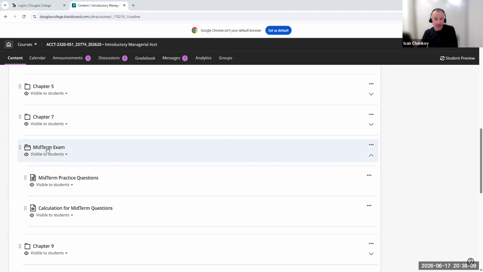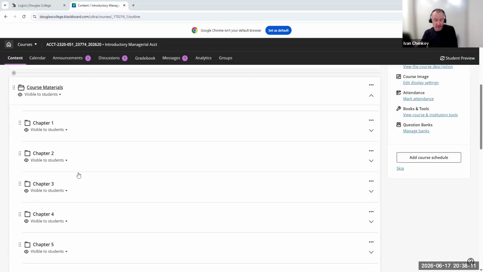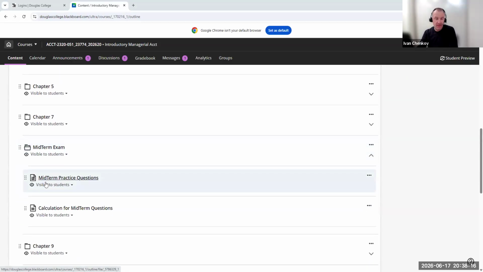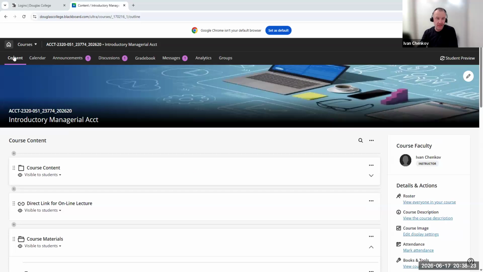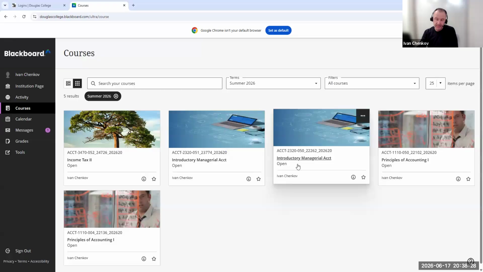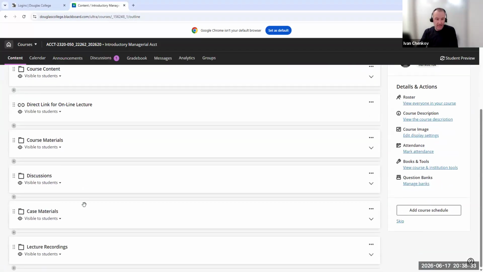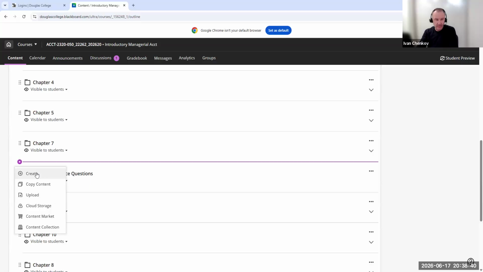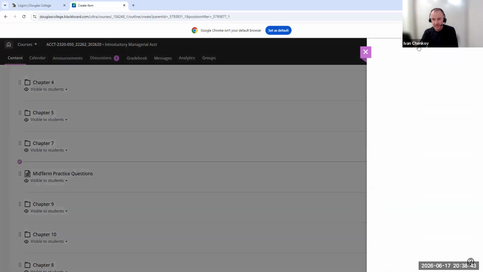So under the course material, now I created a new folder here, which is midterm exam. In the midterm exam, you have the midterm practice questions and the calculation for the midterm questions, which is the calculation from today. That's for section 51. Let's do the same thing with section 50, so they're not going to feel underrated on anything like that. So let's go with section 50 and do the same changes the way I did it with section 51.